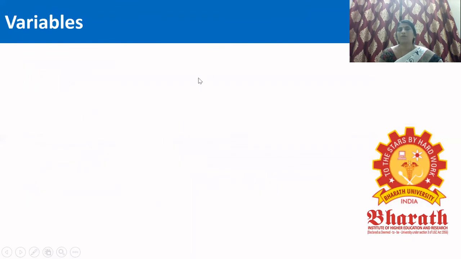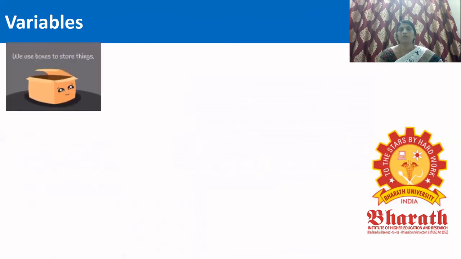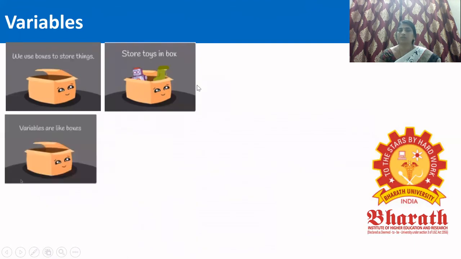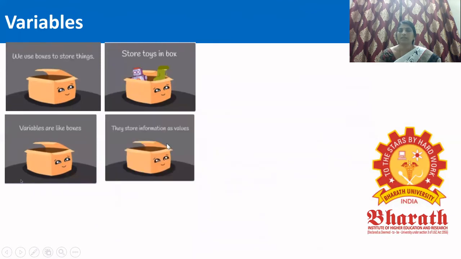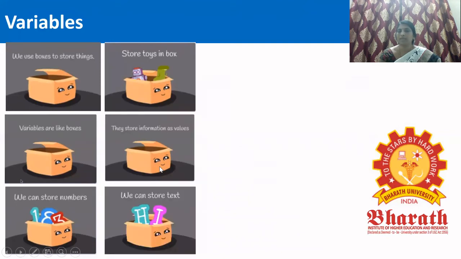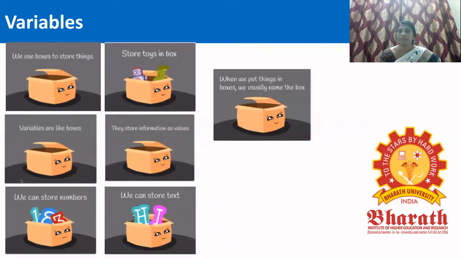When we see about variables, variables are going to be the boxes to store things. You can imagine the variable as a box to store things. Say, for example, we store toys in a box. So variables are like boxes. They store information as values. We can store numbers and we can store text.